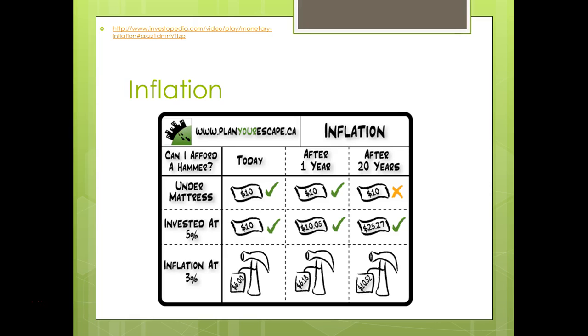So first, what is inflation? Inflation is just a general increase in prices. And what usually happens is, just like we hear from grandparents saying, well, back in my day, things used to cost only 10 cents. Today, something might cost $10. And then in a year, it might cost $10.05. And after 20 years, it might cost $25. So prices tend to go up.